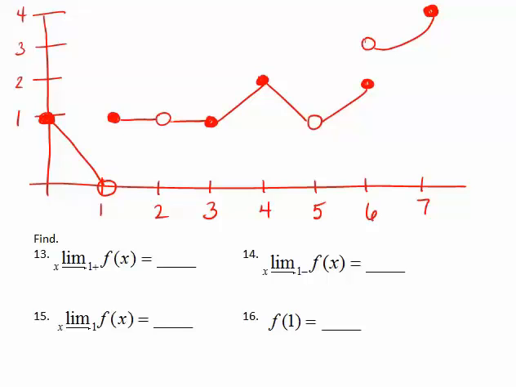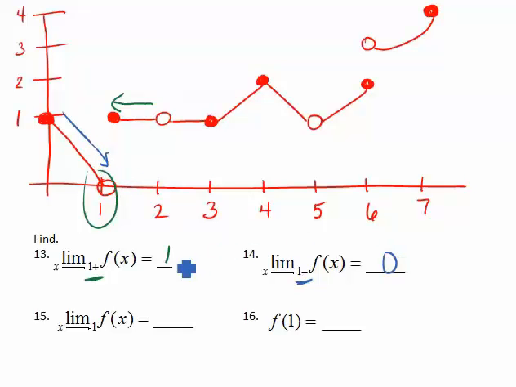Same picture, different point I'm looking at. So now I'm going to be looking at 1. As I approach 1 from the right, what's my expected height? It's 1. From the left, as I approach 1 from the left, what's my expected height? Well, that's 0. Notice how from the right and from the left, the expected heights are different.